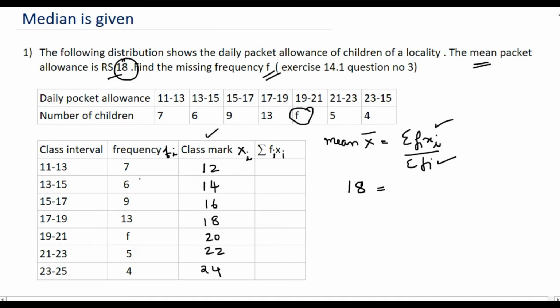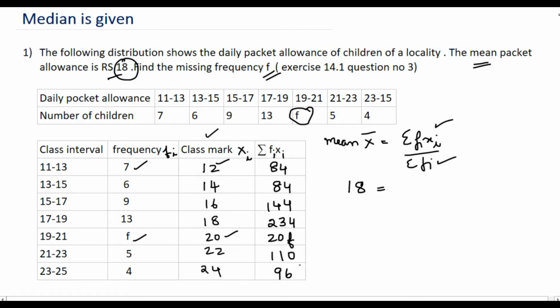12 into 7, you have to multiply 7 into 12, which is equal to 84. 14 into 6, 84. Then 9 into 16, 144. Similarly, when you multiply 13 into 18, 234, and 20 into f is 20f, and 22 into 5 is 110, and the last one, 24 into 4 is 96.